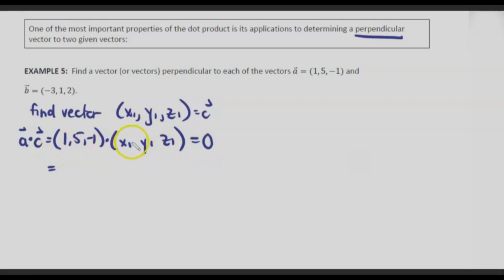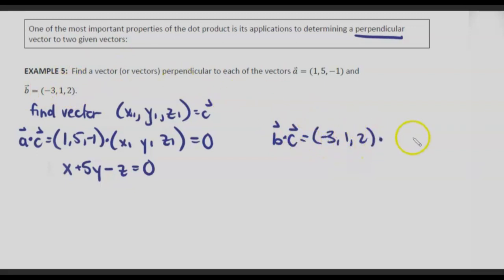In other words, I'm going to drop the ones. So I'm going to have x plus 5y minus z equals 0. Now vector B dot vector C is going to be the same thing. We have -3, 1, 2 dot C, which is x, y, z. When we multiply them, we get -3x plus y plus 2z, and this is also going to equal 0.